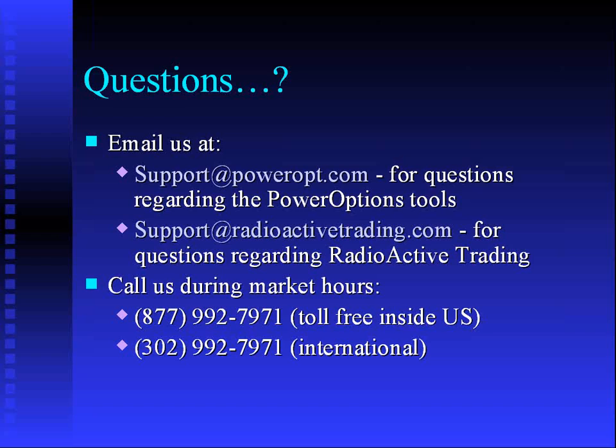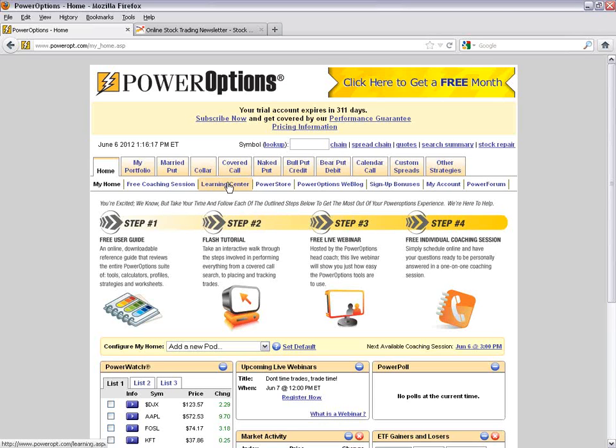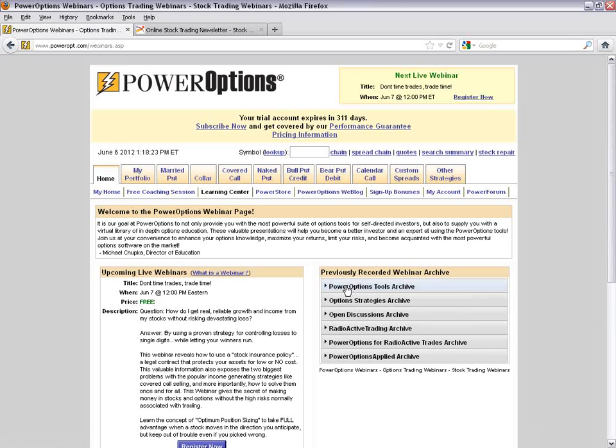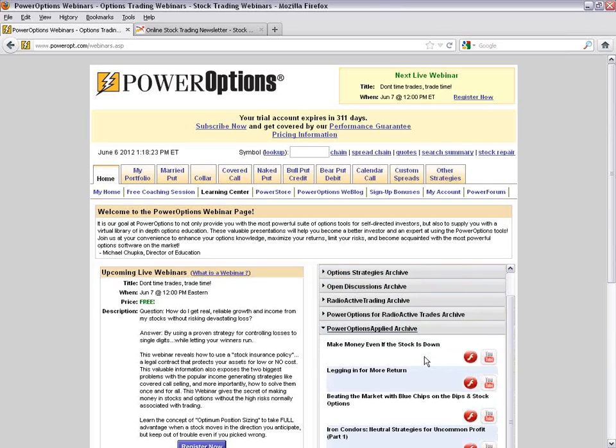Let me go back to where I was here. I don't know where that window was. Let me go to Learning Center. Again, let's go into webinars. What you want to do, Pete, is on this powerop.com/webinars.asp page, take a look at PowerOptions Applied Archive.